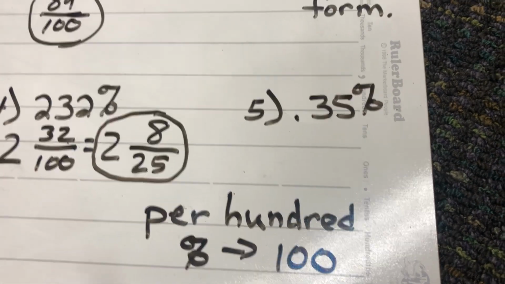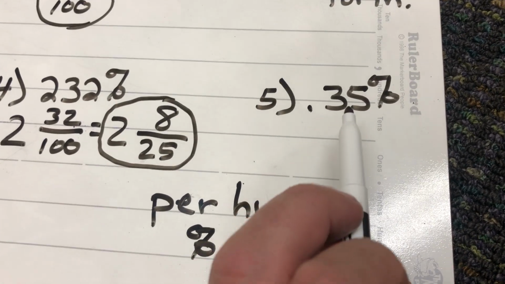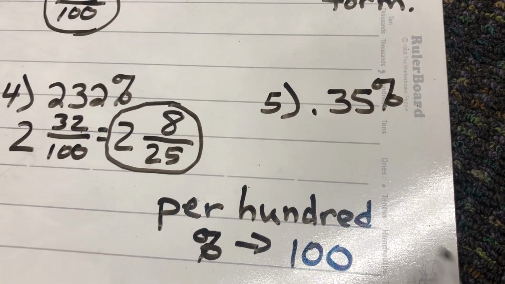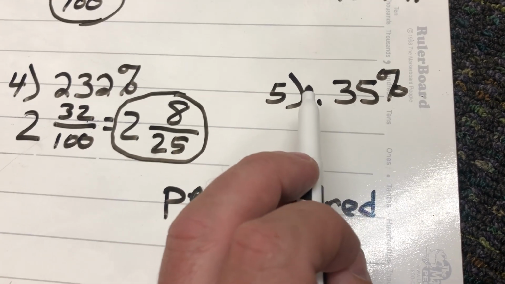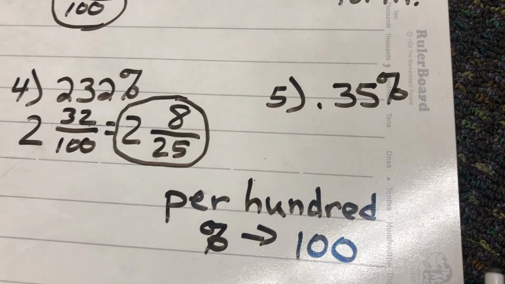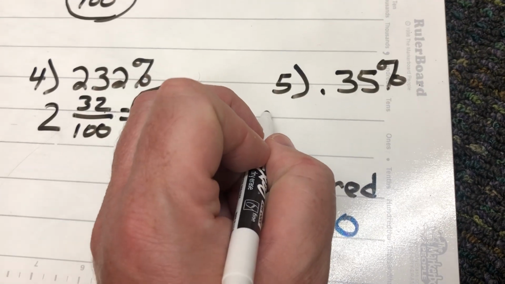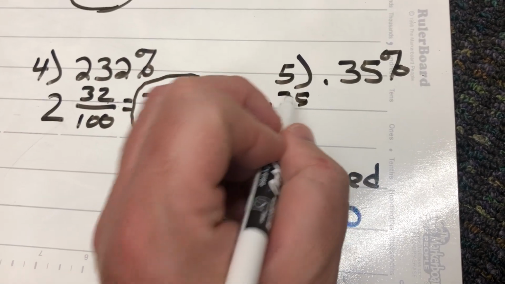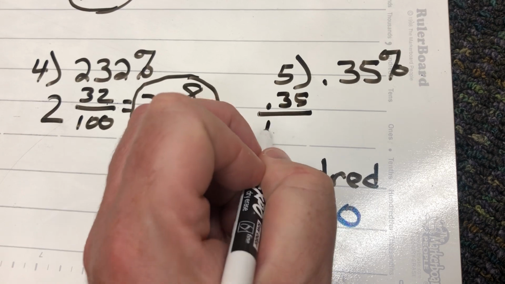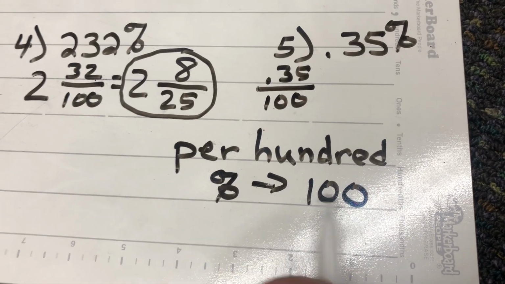Moving right along, now here's one that looks a little bit different. 0.35% or 35 hundredths of a percent. This is less than 1. There's not even a number before the decimal. It's 0 and 35 hundredths percent. Well, how do I do that? Well, I can start if I want to by thinking about it as 35 hundredths over 100 since my percent is per 100.